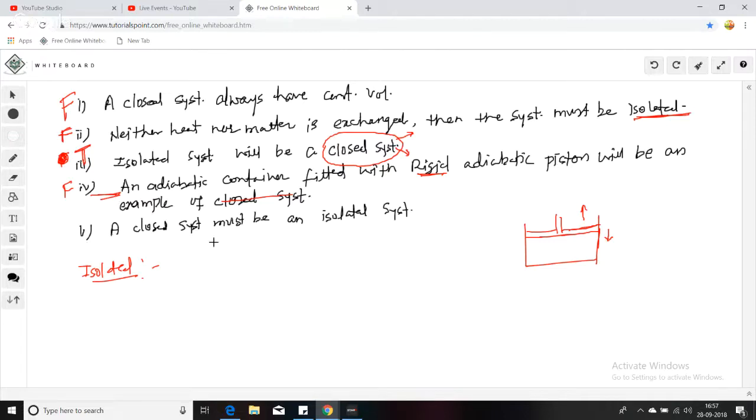Now the last one, a closed system must be an isolated system. This is also false, right? A closed system with a movable piston is not an isolated system, correct? So like this, on the basis of open system and closed system, you can have this kind of question in the exam, okay? Multiple choice or single choice, you can have this kind of question. So you must keep this in mind, okay? This is one type of question that forms in the exam. Another one is related to thermodynamic property, okay?